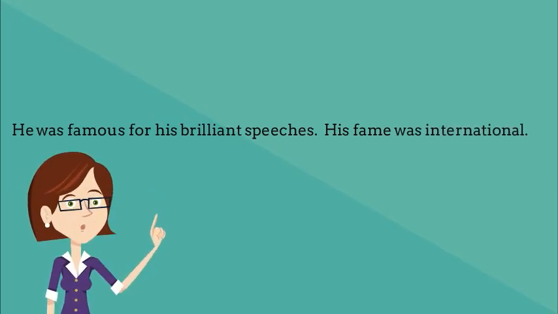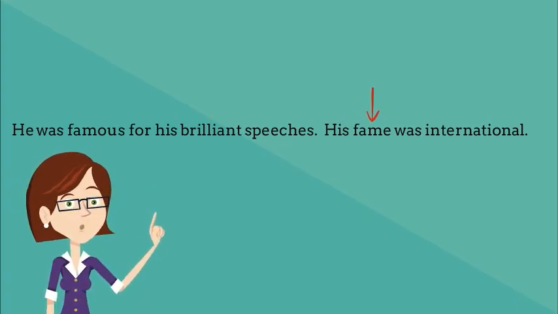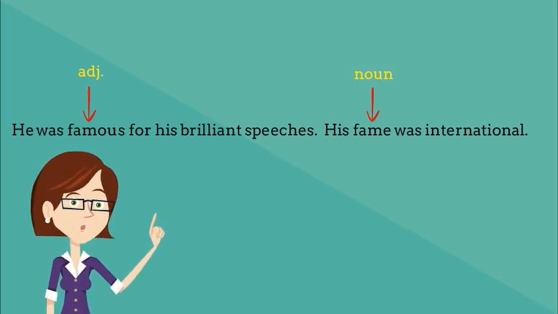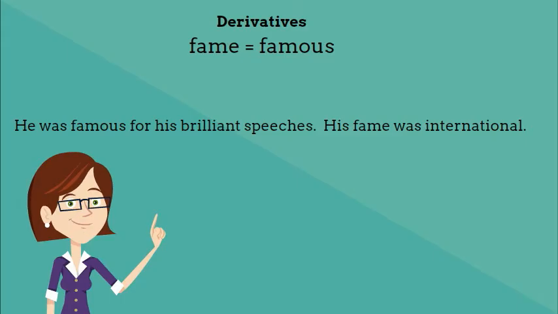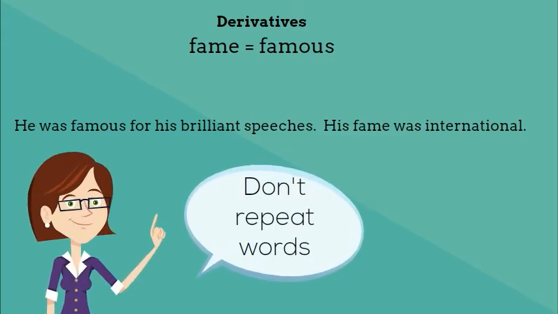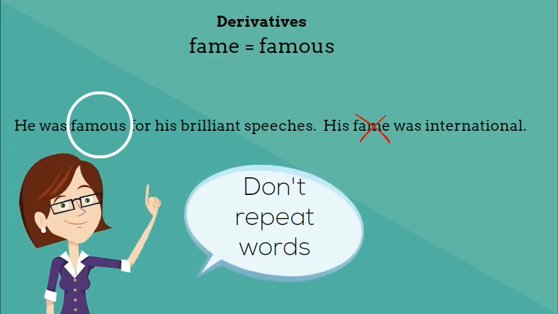His fame was international. Now notice how the second sentence begins with the word fame, that can be found in the first sentence, famous. Even though they're being used as different parts of speech, they have the same meaning. These are called derivatives. When I combine sentences, I don't need to repeat the same word. So I will eliminate the noun fame and keep the adjective famous.